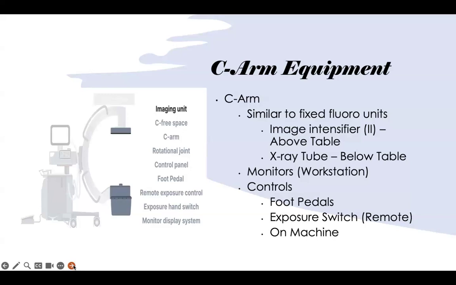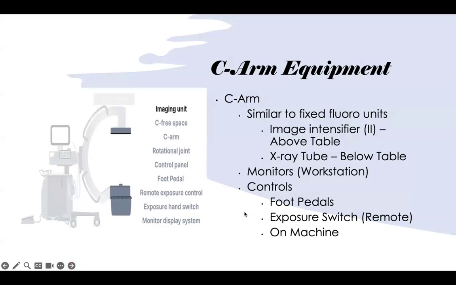So, to go over the C-arm, like we said, you have your actual C-arm. Your image intensifier is going to be above the patient, and the X-ray tube below. They'll have monitors, which is going to be your workstation. Like I said, it will depend on the manufacturer. You may have a monitor on the actual C-arm, or you may have a separate tower.